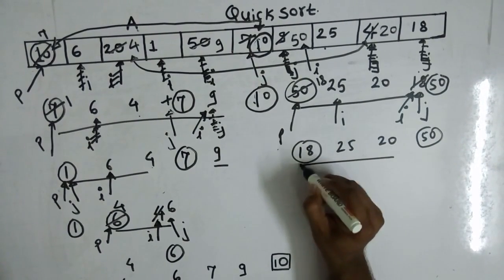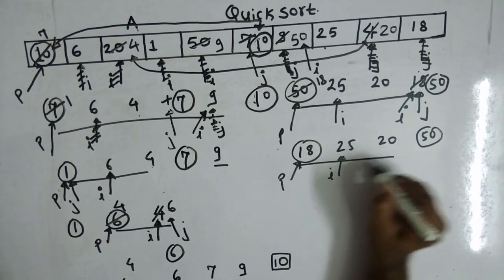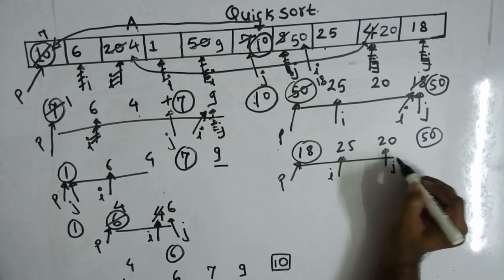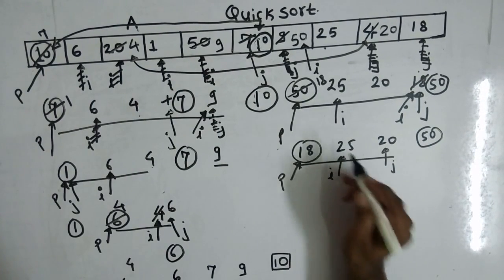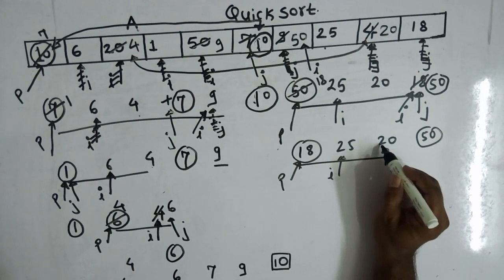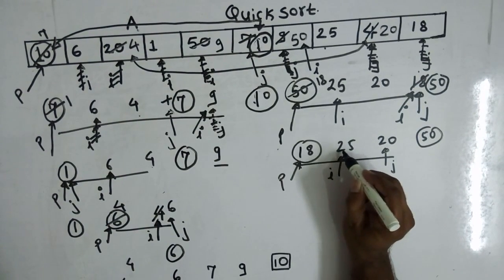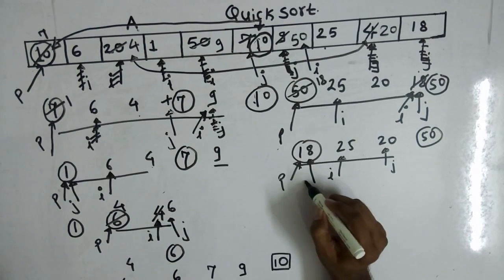So this is pivot, this is i, this is j. Increment i till you find the element greater than pivot. So 25 itself is greater than pivot, so i will stop there. Decrement j till you find the element less than pivot. So 20 is greater than pivot, decrement. 25 is greater than pivot, decrement. So 18 is the last element of this array, so j will stop here.